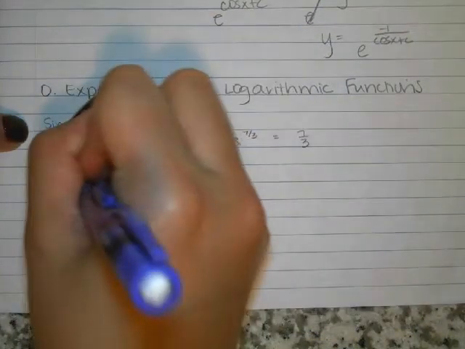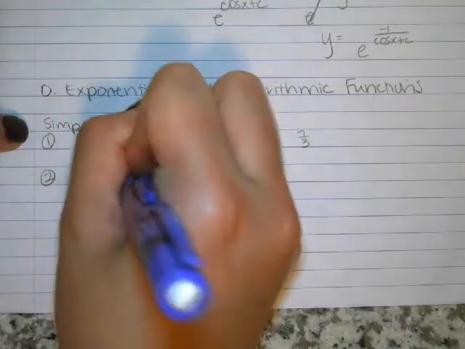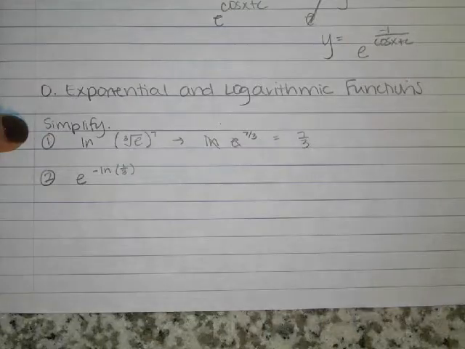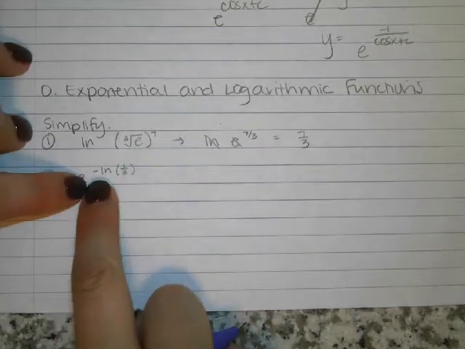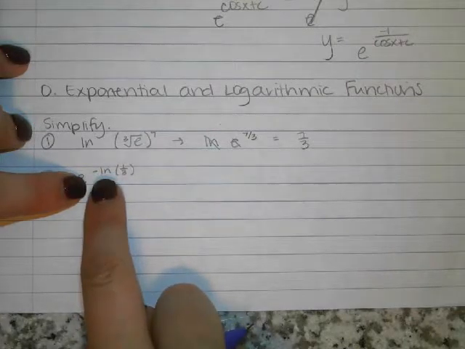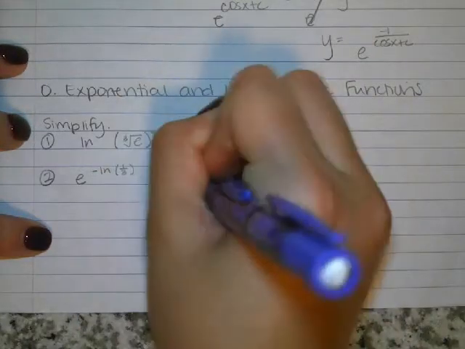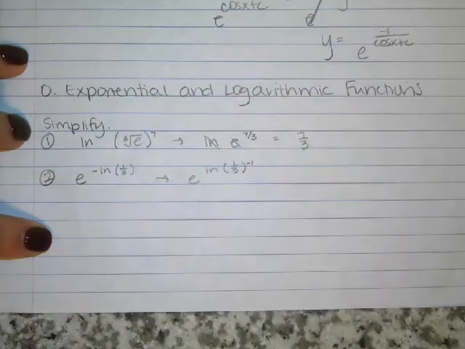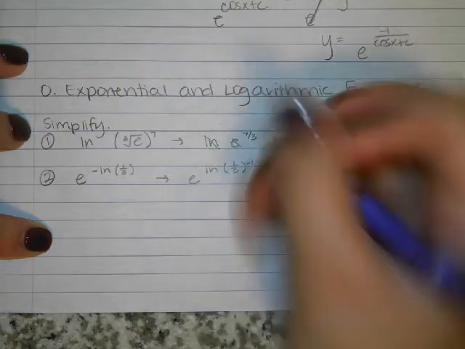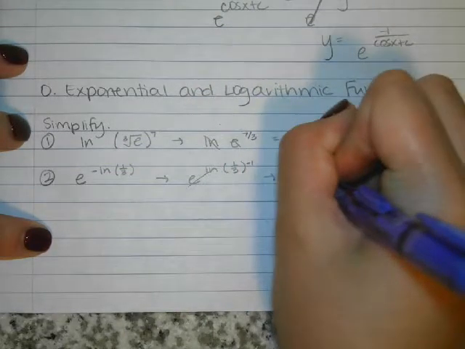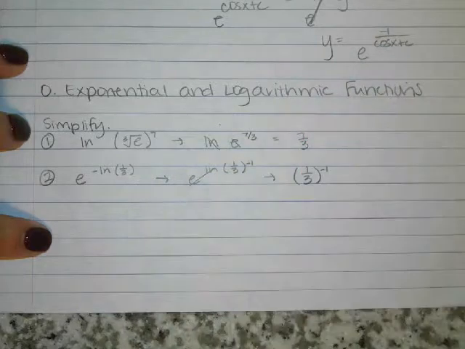Next, I'm going to do e to the negative ln of 1/3. So this one, the property of logs tells us that anytime you have a coefficient, that's actually an exponent. And so I'm going to rewrite this as e to the ln of 1/3 to the negative 1. And so now I can go ahead and say that e and the ln cancel out. And so this is 1/3 to the negative 1.